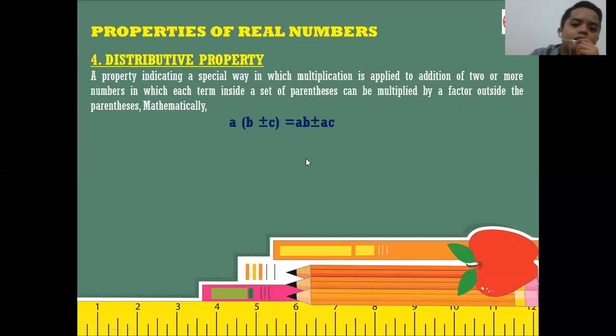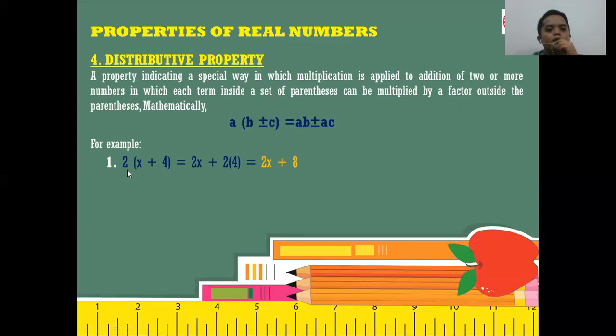That is the distributive property. For example, you have 2 quantity of x plus 4. So your 2 outside the parentheses will be multiplied to the inside. 2 times x is 2x. 2 times 4 is 8. Since this is addition, this is plus. So the final answer is 2x plus 8.